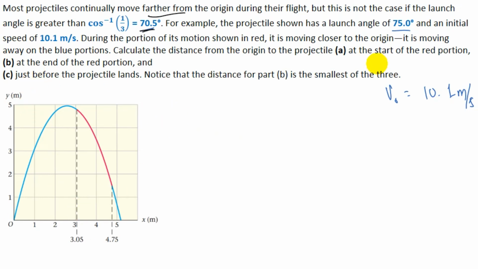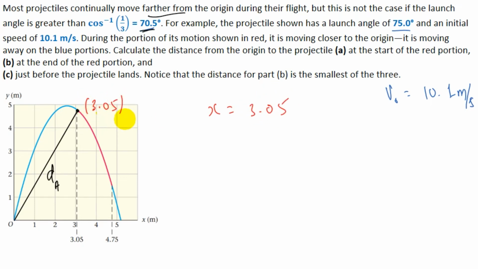Now in the A part we need to find the distance from the origin to the projectile at the start of the red portion. Now this red portion starts from here, so basically we have to calculate this distance. Let us call this dA. This distance we have to find in the A part. Okay, now for that this x value we already have. At this point, the x coordinate is 3.05.